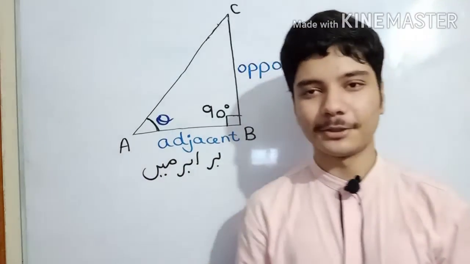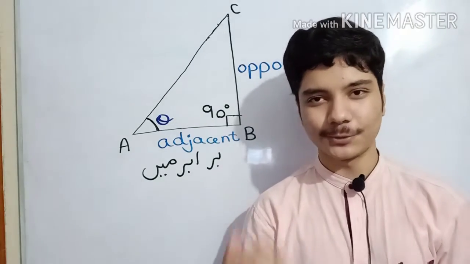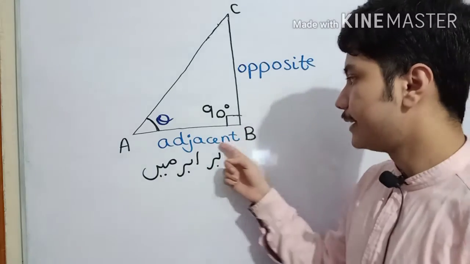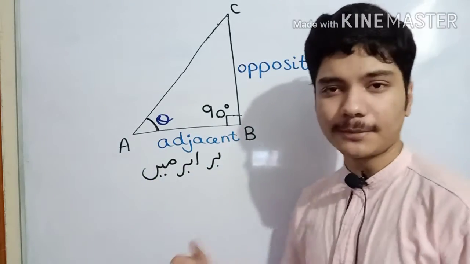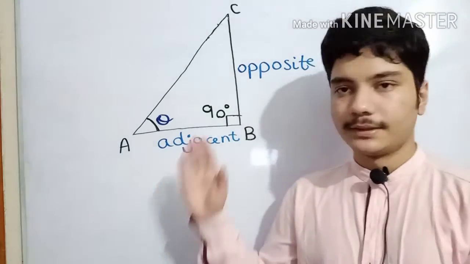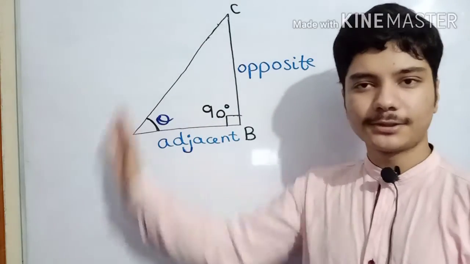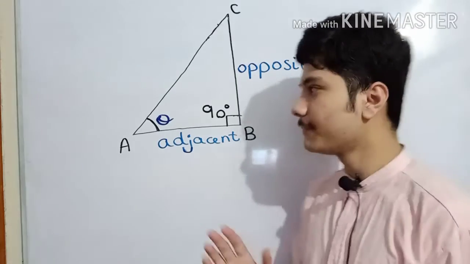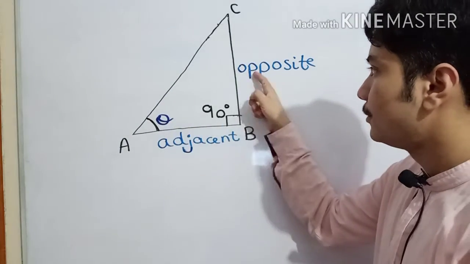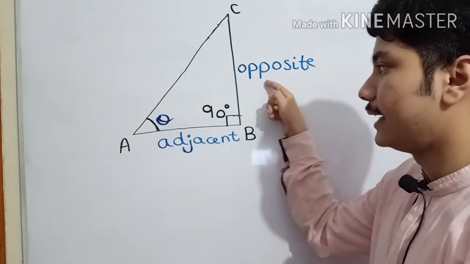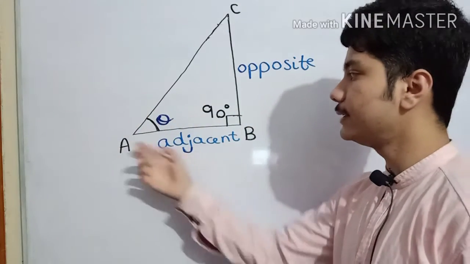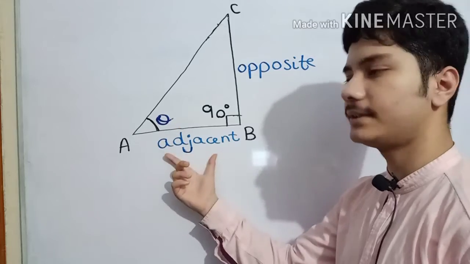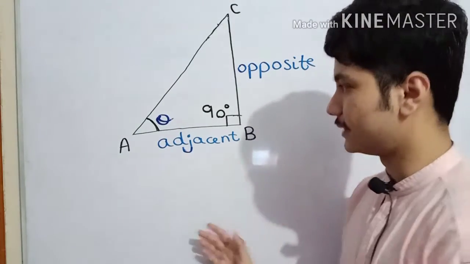So I have spoken in my native language Urdu to help other students understand the word adjacent, because some of the students do not know about it. So alright, it's so simple, so easy. Right now we are going slowly towards trigonometry. The side opposite to angle theta is opposite, and the side which is adjacent to angle theta is adjacent. So simple and so easy.